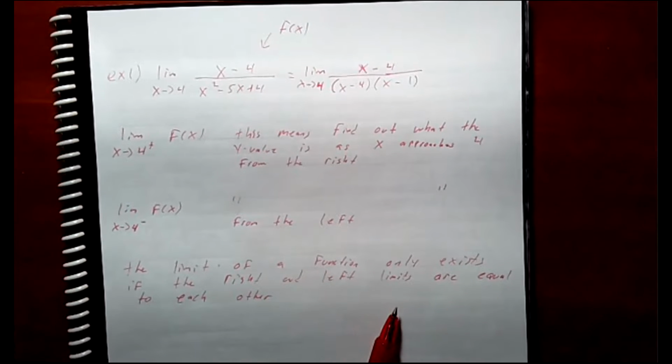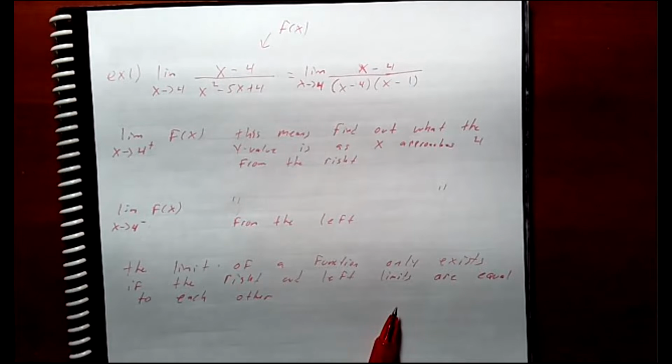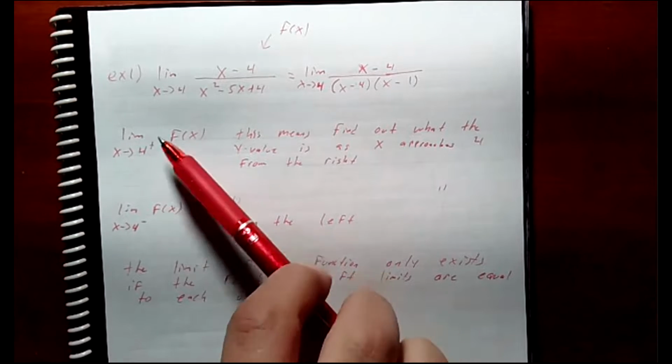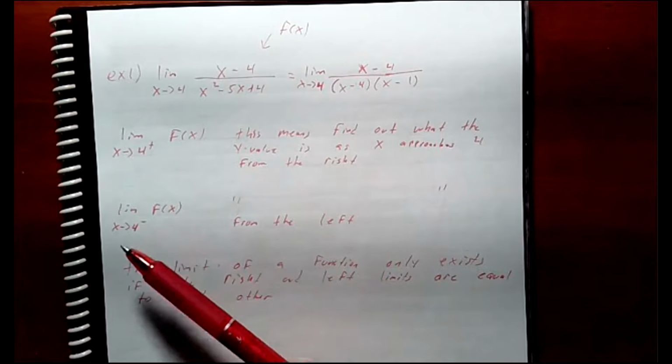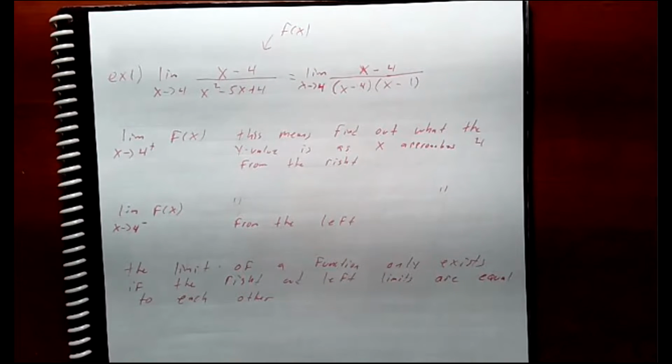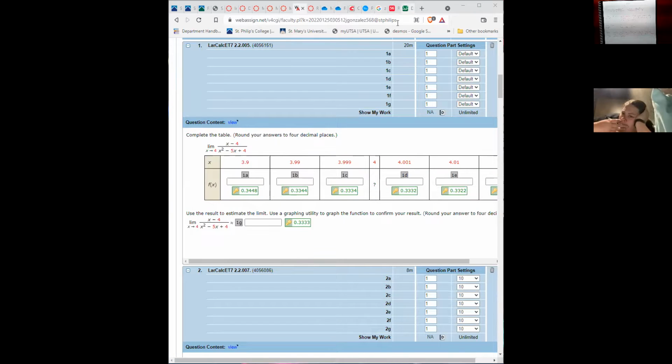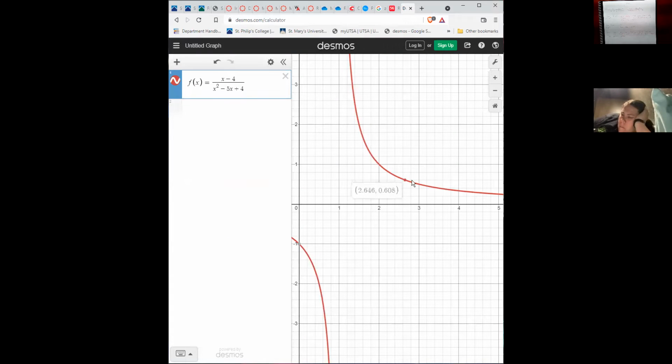So if I was approaching from the right and I got some number, and then I approach from the left and it turns out to be different, then there is no limit. There are only one-sided limits. So right side or positive side and left side, which is the negative side. Okay, so back to the picture, as I approach 4, I'm getting closer to 0.3 whatever.